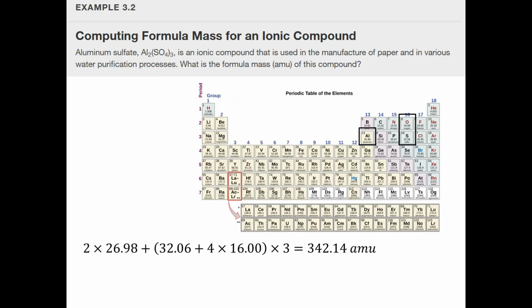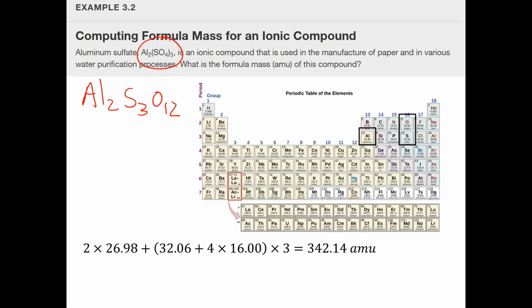So sometimes calculating the formula mass for an ionic compound can be complicated because we use parentheses. A good example of this is given in your text in example 3.2, where you're asked to calculate the formula mass of aluminum sulfate. And what we need to be mindful of is that the sulfate anion here is placed in parentheses, and then there's a 3 times multiplier outside. So when it comes time to calculate the mass of aluminum sulfate, we have to take into account that everything in parentheses needs to be multiplied by 3.